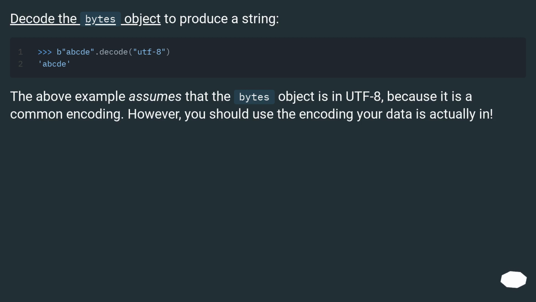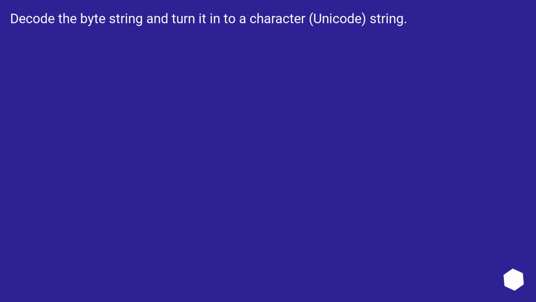Decode the bytes object to produce a string. The above example assumes that the bytes object is in UTF-8 because it is a common encoding. However, you should use the encoding your data is actually in. Decode the byte string and turn it into a character, Unicode, string.